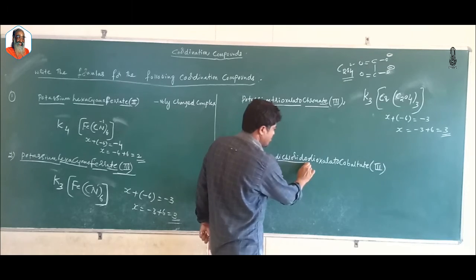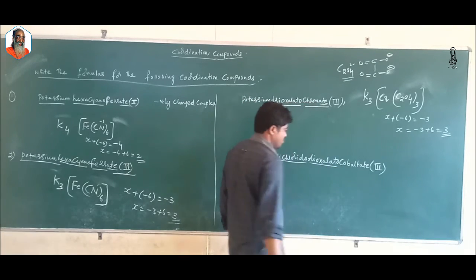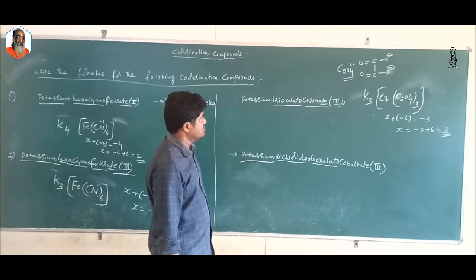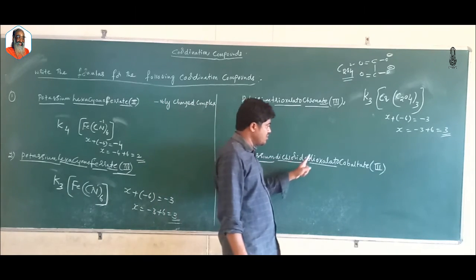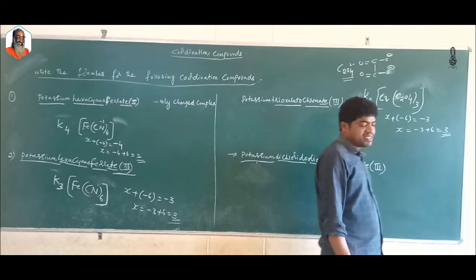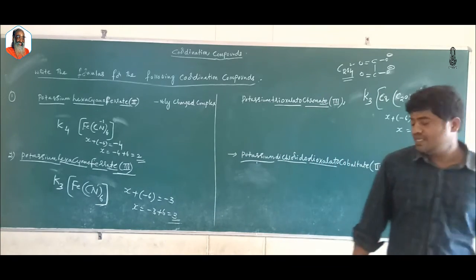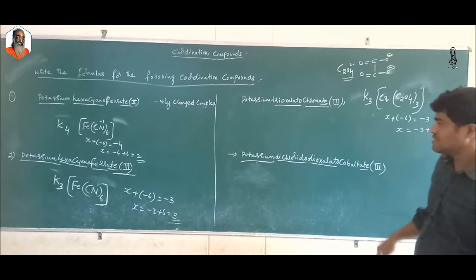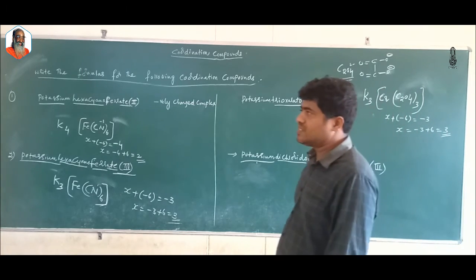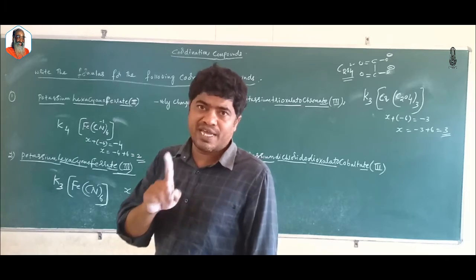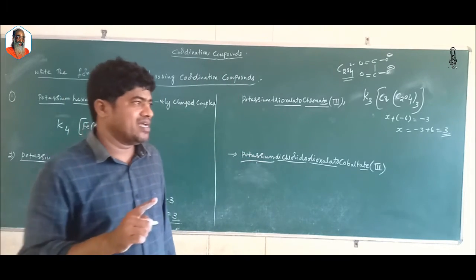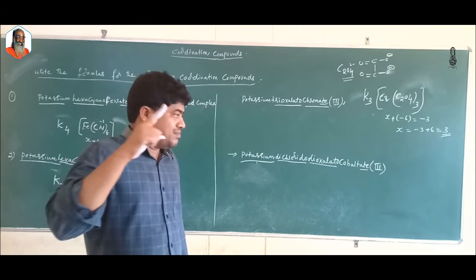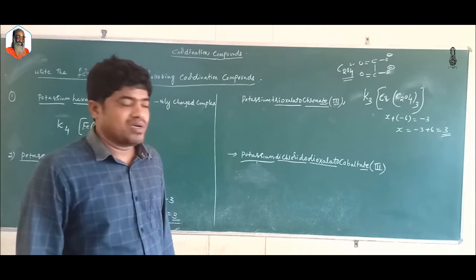Potassium dichlorido dioxalato cobaltate(III). The name of the metal ends with the suffix -ate, so it is a negatively charged complex. If it is a negatively charged complex, definitely there should be a cation. The charge on the cation balances the charge on the complex, with the same magnitude and opposite sign.